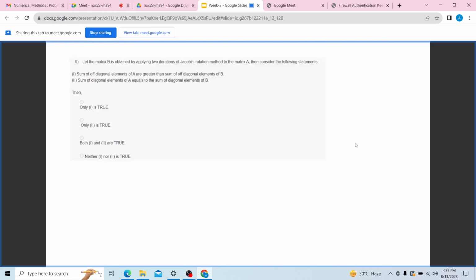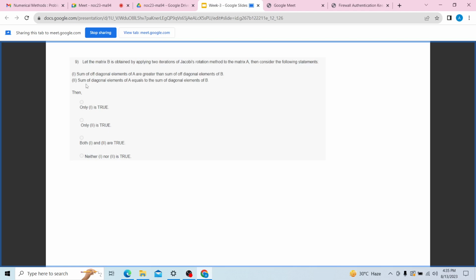So the next question, question number 9, says: let the matrix B be obtained by applying 2 iterations of Jacobi's rotation method to the matrix A. So using the Jacobi rotation method on matrix A, you will get matrix B. Then consider the following statements. The first statement says that the sum of diagonal elements of A is greater than the sum of diagonal elements of B.